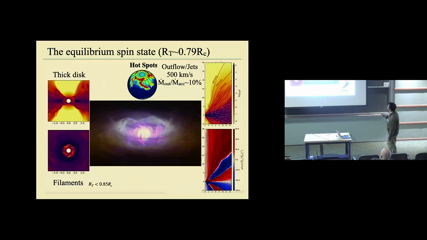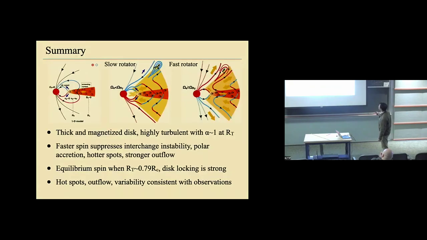Okay, so this is the rendering of this equilibrium spin state. First, the disk is thick, and you still have filaments during this state, and you have hotspots close to the equator. You have a very fast jet and wind, with an outflow rate of 10%. So that's all. To summarize, this is the traditional picture.